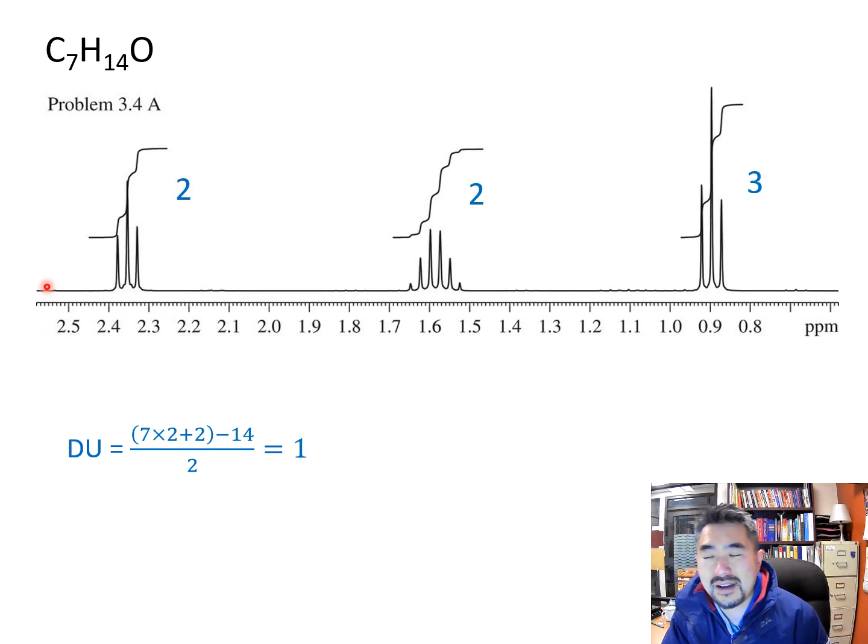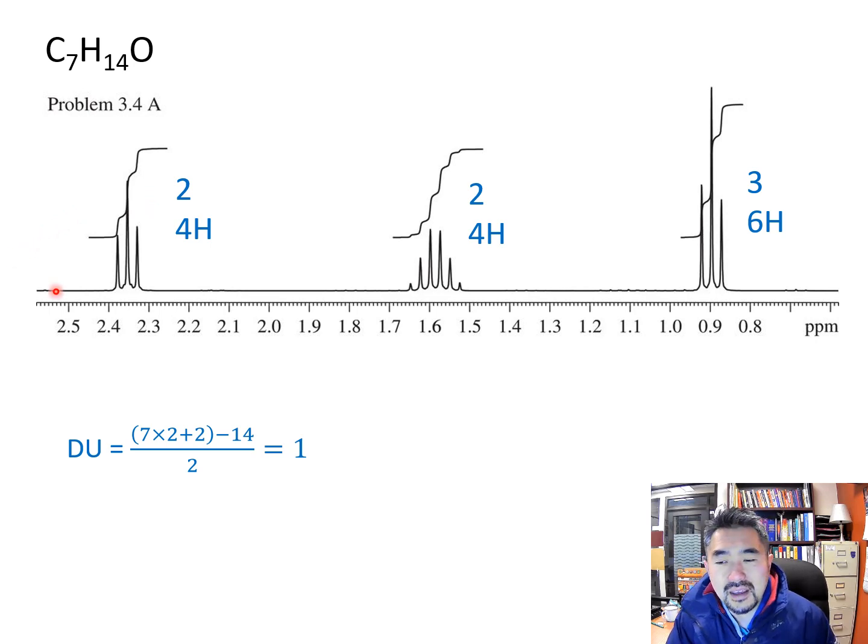You can look at the integrations, and hopefully you see that this is a 2 to 2 to 3 ratio, the integration curves, right? Now that adds up to 7, 2 plus 2 plus 3, but we have 14 hydrogens total. Remember, integration ratios are just that, ratios. So if you have 14 hydrogens, that means that there should be 4 hydrogens, 4 hydrogens, 6 hydrogens each. Hopefully that ratio calculation makes sense to you. And so what does that mean?